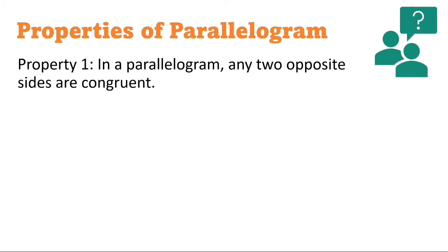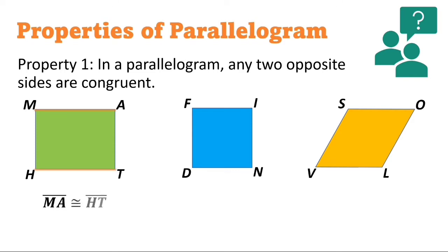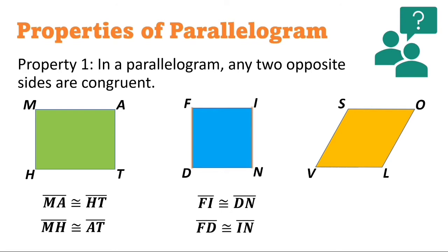In a parallelogram, any 2 opposite sides are congruent. Look at the following parallelograms. On the left, we have a rectangle whose side MA is congruent to its opposite side HT. And aside from that, side MH is congruent to its opposite side AT. Now look at the square at the center. What can you say? Very good. Side FI is congruent to the opposite side DN, and side FD is congruent to its opposite side IN.